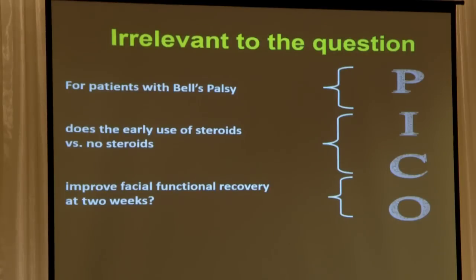So anyway, PICO. And in this particular case, would you agree that we could formulate this in some way like this? In patients with Bell's palsy, does the early use of steroids compared to not using steroids improve some sort of facial recovery? Does that sound reasonable? And people should often add a time component to the outcome. You know, when does the outcome occur? So some people will call this a PICOT format, but it sounds too French to me, and it's a language that I could never master, so I don't do it.